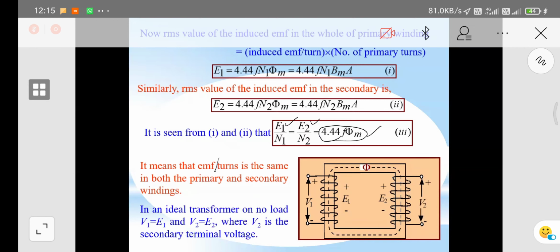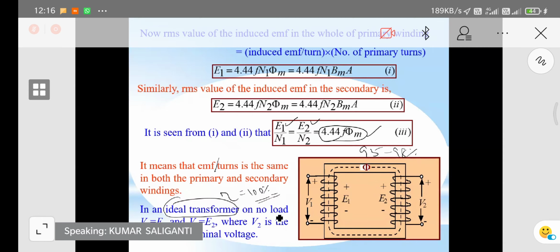So in the case of an ideal transformer, generally an ideal transformer means a lossless transformer: there is no winding resistance, no leakage flux, the permeability of the core is infinity, and there are no losses, so the efficiency is 100%. The practical transformer efficiency is 95 to 98%, but the ideal transformer efficiency is 100% because there are no losses.